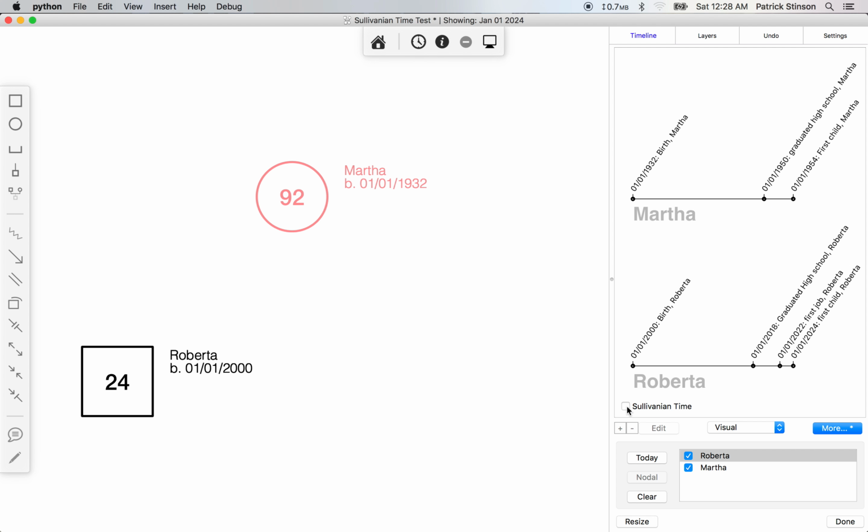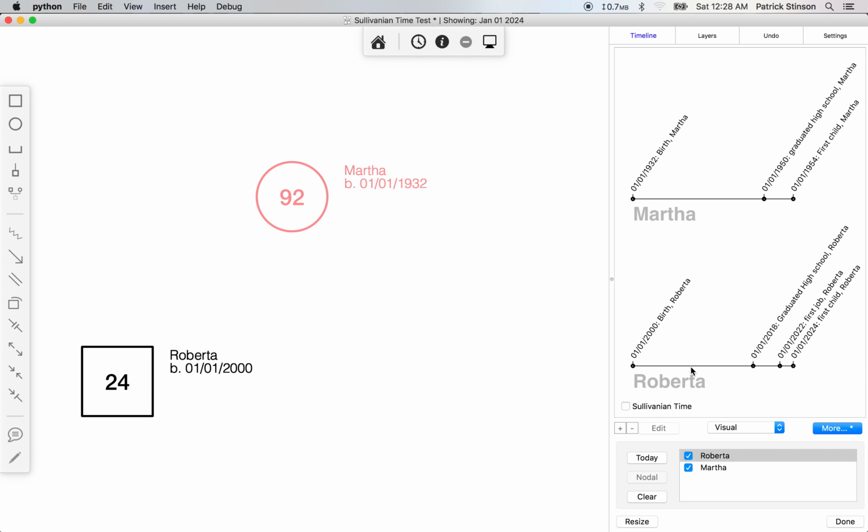Okay. And if it's unchecked, then it just lays them out so it just stretches them out on their own time scale. So one of them may be, say, 2 years from left to right. The other one might be like 10 years from left to right. It depends on how many events you have in there in the time span.